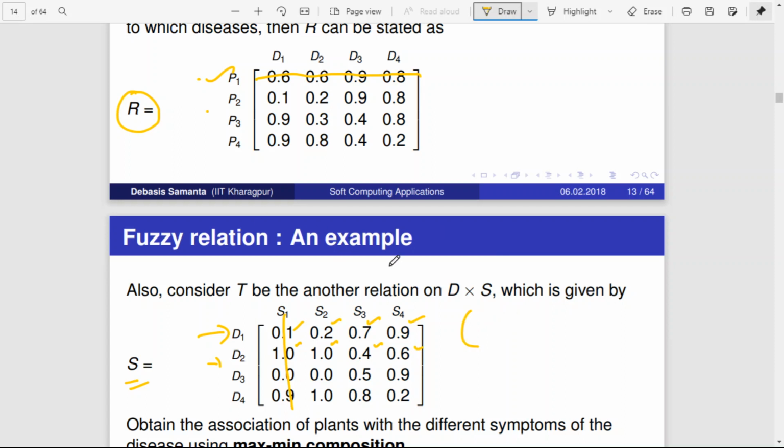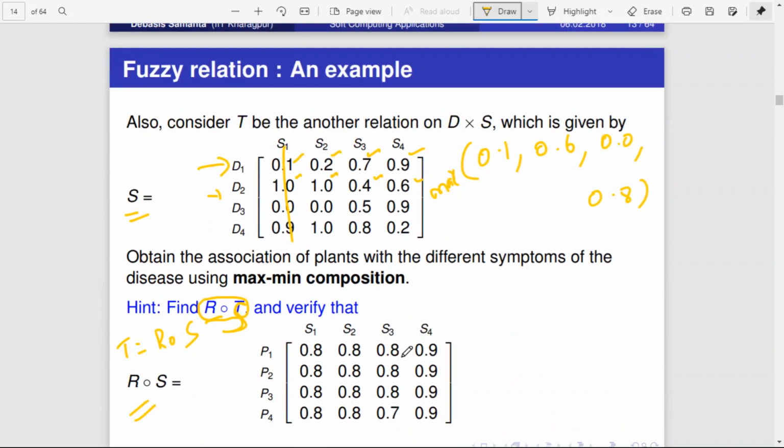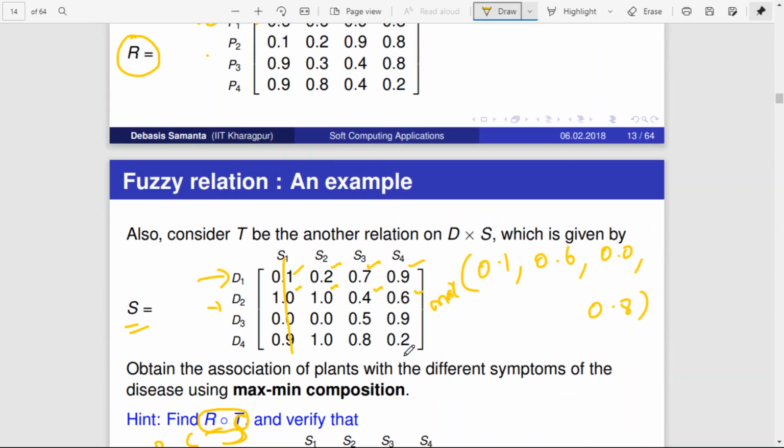0.6, 0.1, the min is 0.1. Again 0.6, 1.0, the min is 0.6. 0.9 and 0.0, so the min is 0.0. 0.8 and 0.9, so the min is 0.8. The max of this is what? 0.8. So the first value is 0.8.